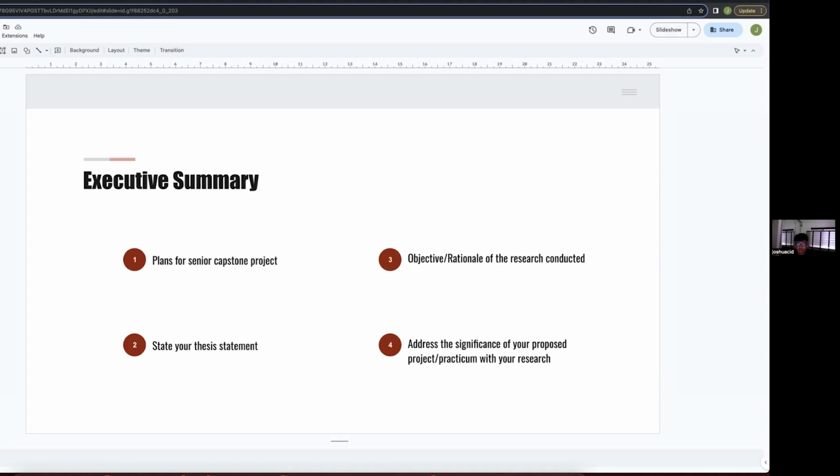All right, so a little look at what we're going to go over. First, we're going to go over my thesis statement for the project and then the objective and rationale of my research. Then eventually get to my plans for the senior project and then address the significance of my proposed project with my research.